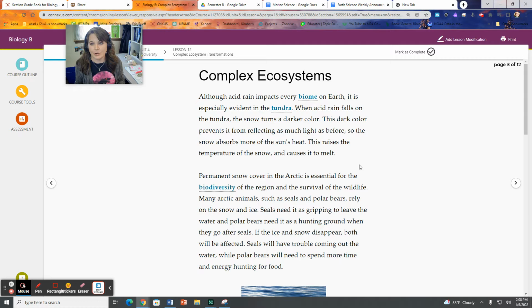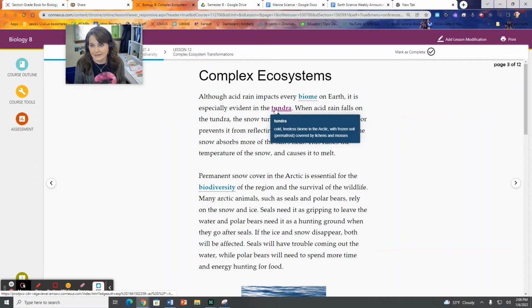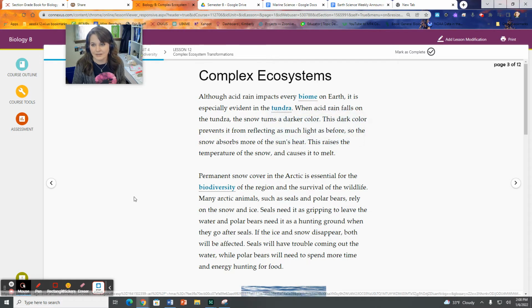And one type of biome is known as the tundra. And the tundra, when we click on that, it tells us this is a cold, treeless biome in the Arctic with frozen soil, permafrost covered by lichens and mosses. And that is our definition of tundra biome. And it says here that when acid rain or acid precipitation falls in the biome, it turns snow a darker color. So there's a chemical reaction here that actually changes the color of snow.